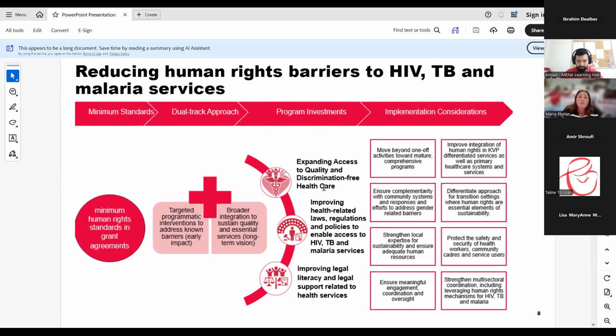Nothing has been removed. So I won't go through everything on the slide as I'm aware of time, but as you can see, some of the implementation considerations are around moving beyond one-off activities towards more mature, comprehensive programs, strengthening local expertise for sustainability, ensuring complementarity with community systems, ensuring meaningful engagement, coordination, and oversight, through to integration of human rights programming in KVP differentiated services, as well as PHC and systems, and protecting the safety and security of health workers, community cadres, and service users, and strengthening multi-sectoral coordination, which is critical. We can move to the next slide.